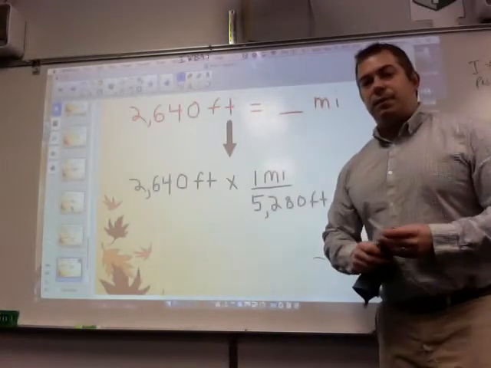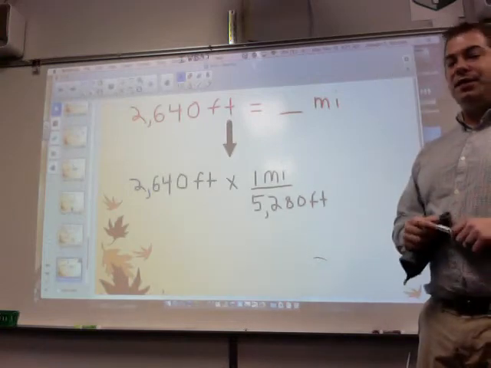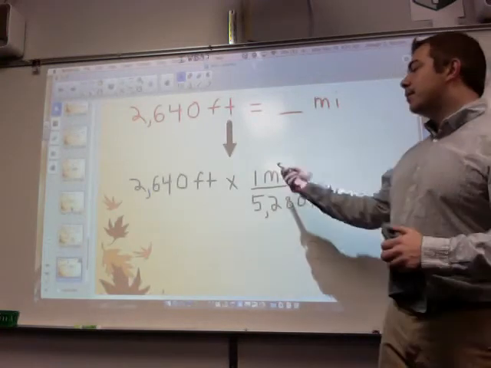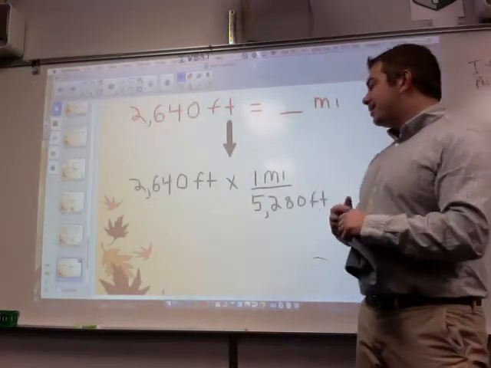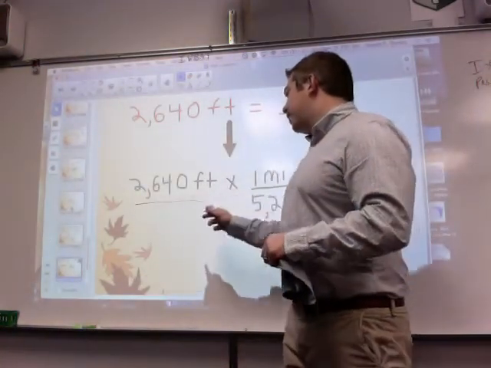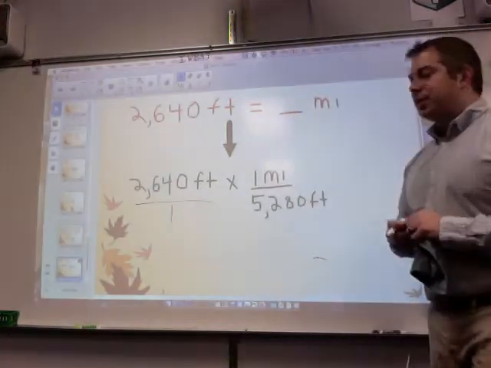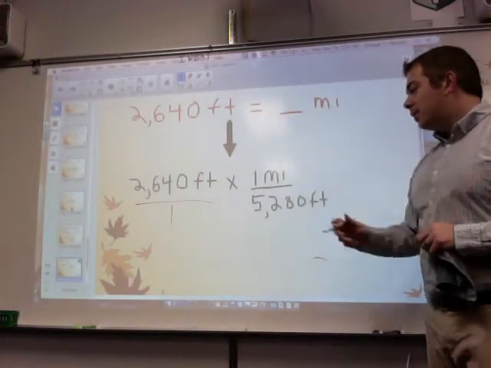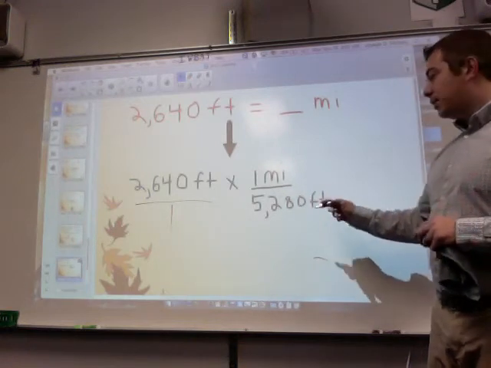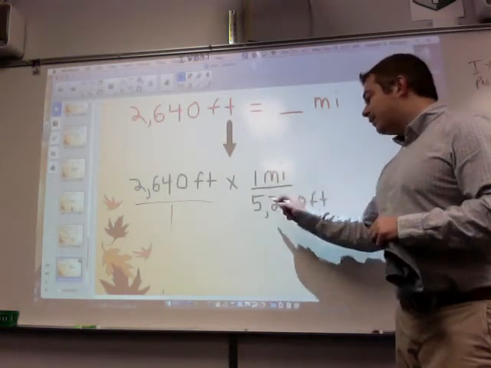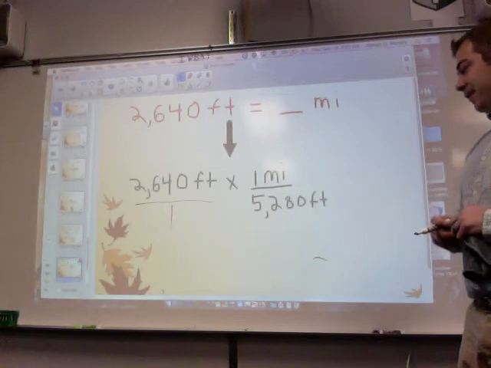Now this one then deals with big numbers. We're going from feet to miles. All right, so I'm going from a smaller unit to a larger unit. And I want to cancel out my feet because I want to have just miles left because I'm looking for miles. That's why my feet is on the bottom of this fraction. So every 1 mile equals 5,280 feet.